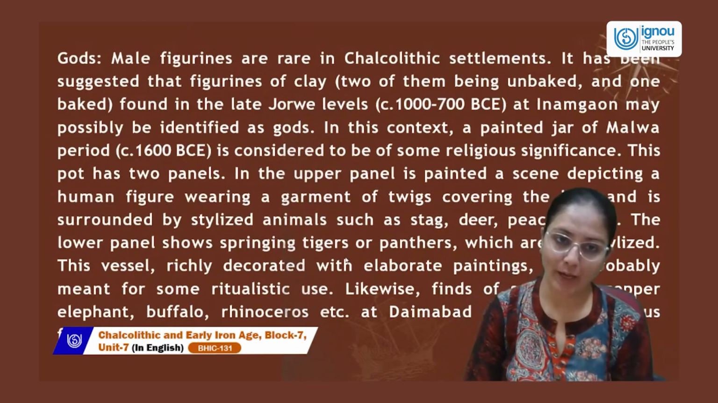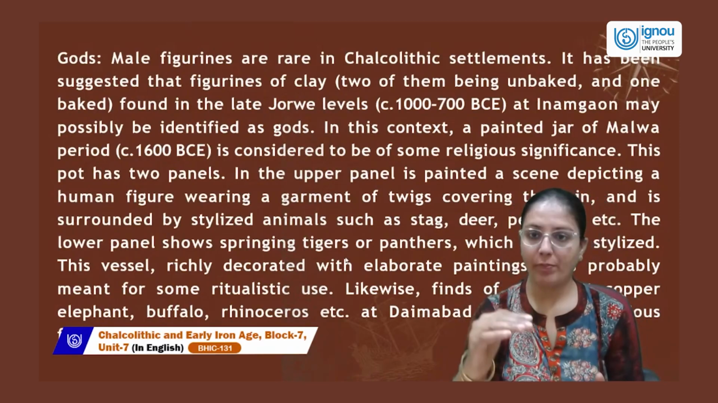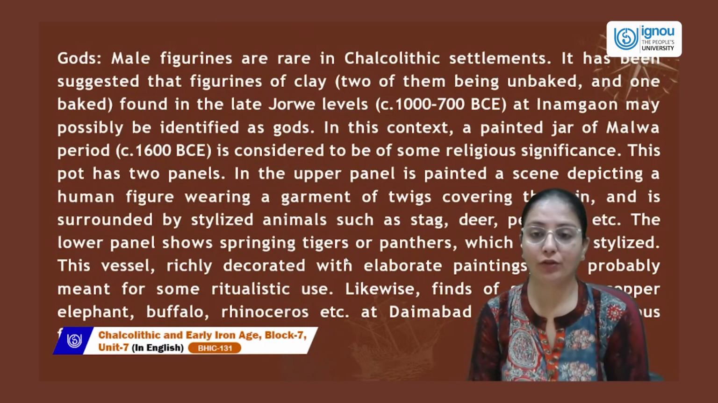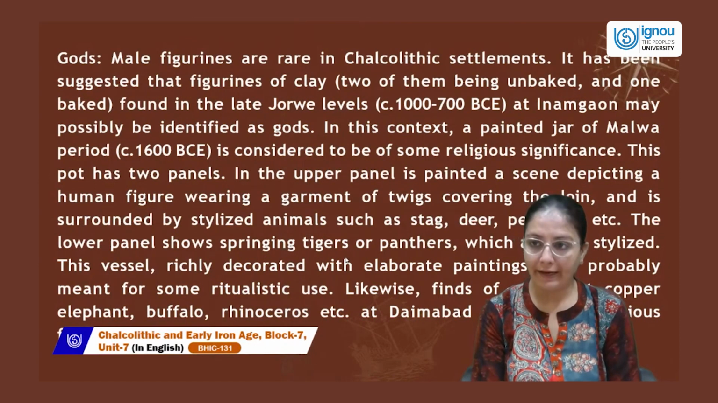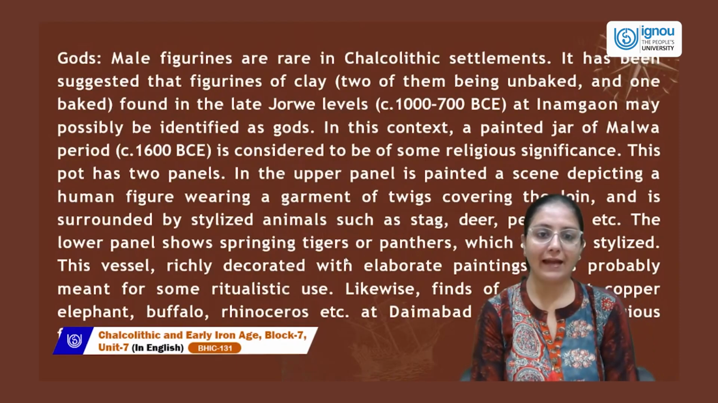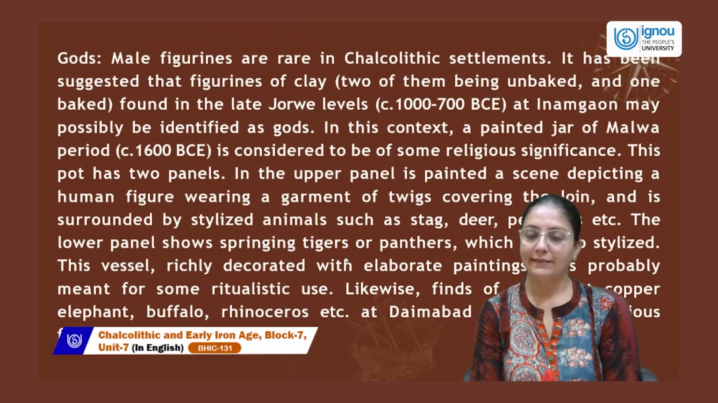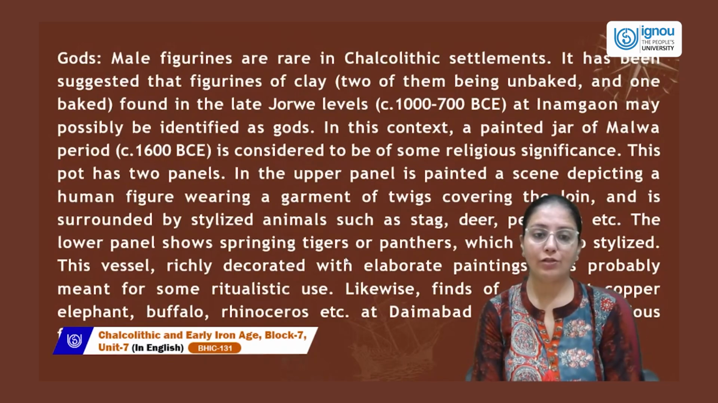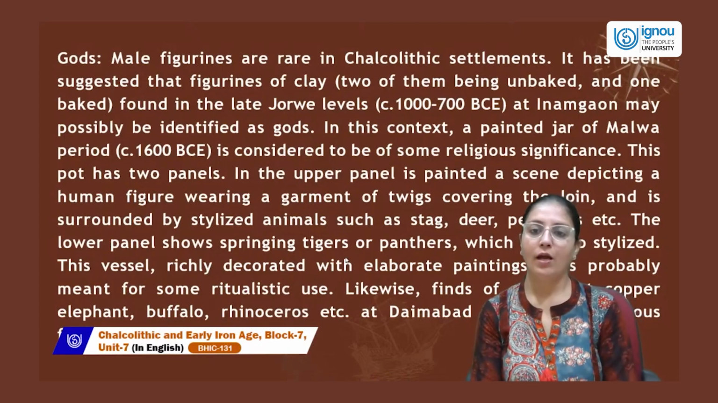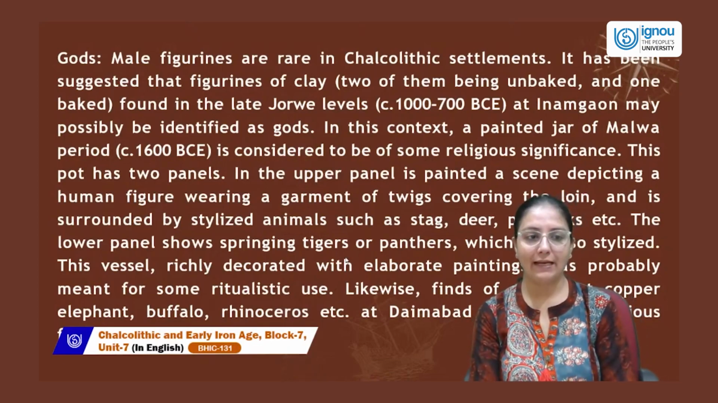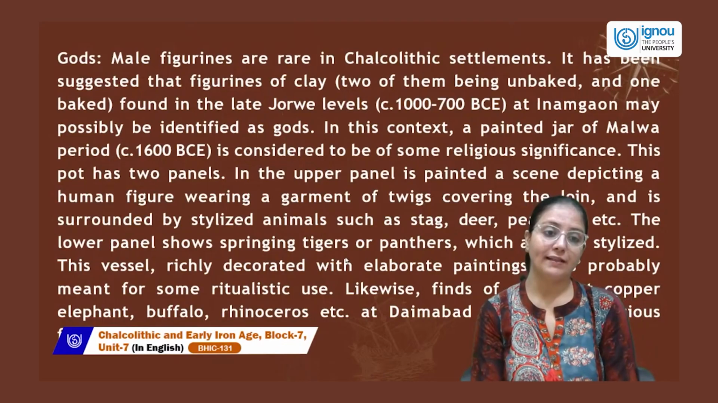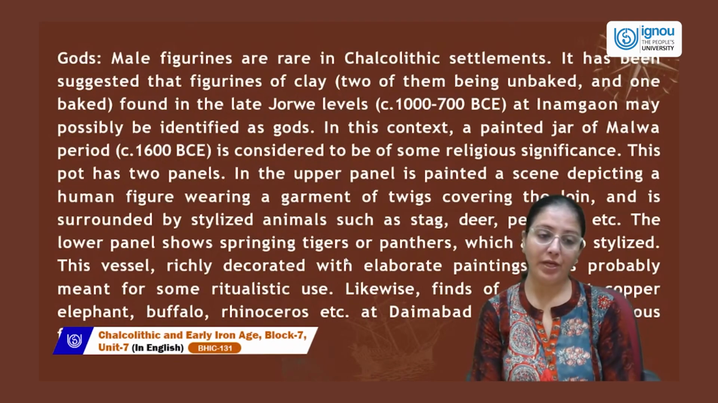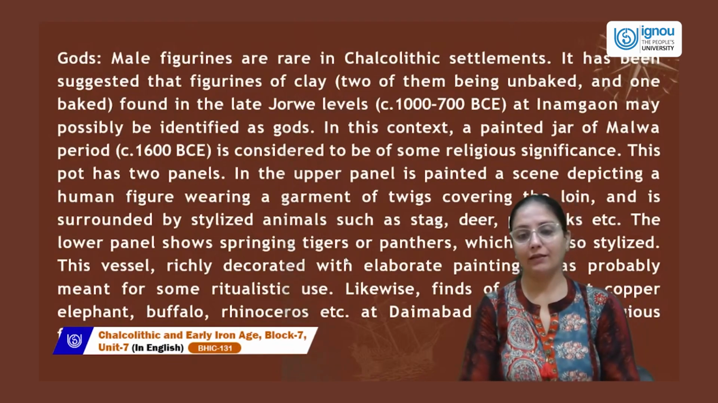This pot has two panels. The upper panel depicts a human figure wearing a garment of twigs covering the loins, surrounded by stylized animals such as stag, deer, peacocks, etc. The lower panel shows springing tigers or panthers, which are also stylized. This vessel, richly decorated with elaborate paintings, was probably meant for some ritualistic use.